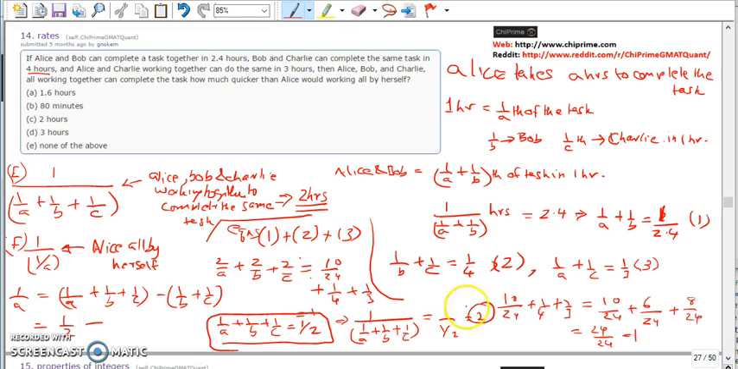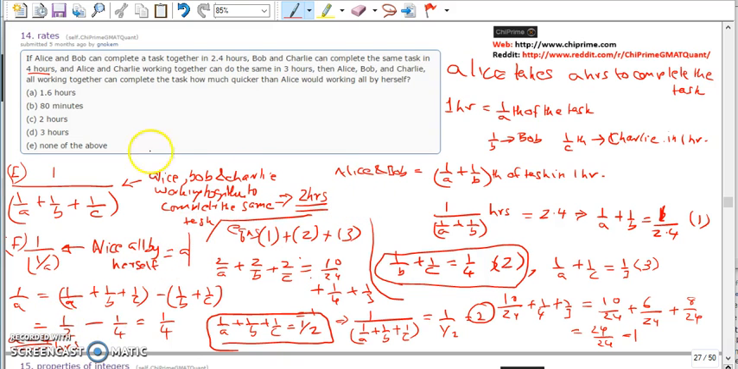And 1 over B plus 1 over C from equation 2 is equal to 1/4. So 1 over A is half minus 1/4, which is 1/4. And from there, you get A equal to 4. So Alice by herself takes 4 hours to complete the task. And Alice, Bob, and Charlie together take 2 hours to complete the task.